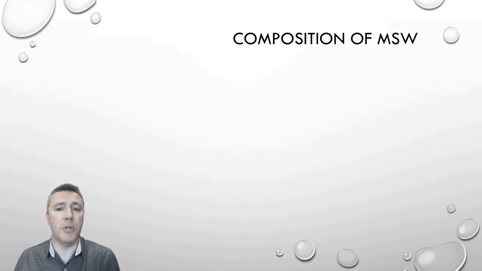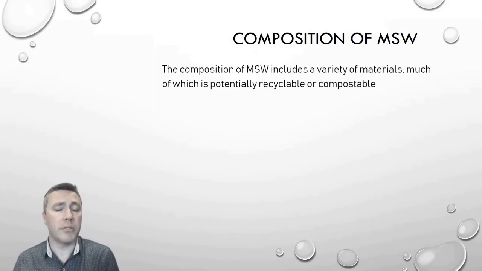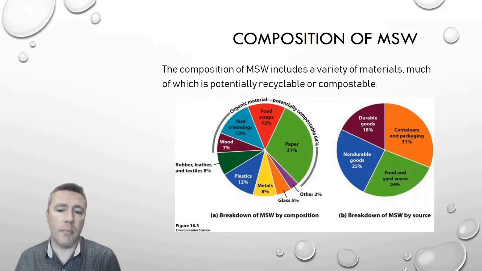The composition of municipal solid waste includes a variety of materials, oftentimes stuff that's potentially recyclable or compostable. This diagram here illustrates the kinds of materials that we find in municipal solid waste. As you can see in the diagram on the left, the vast majority there, 64% of it, is potentially compostable. Some of it in the plastics category, the metals category, and the glass category may also be recyclable. The diagram on the right illustrates the sources of that municipal solid waste. Durable goods includes things like appliances, food and yard waste is pretty self-explanatory.